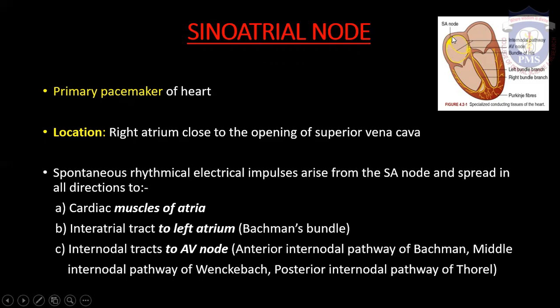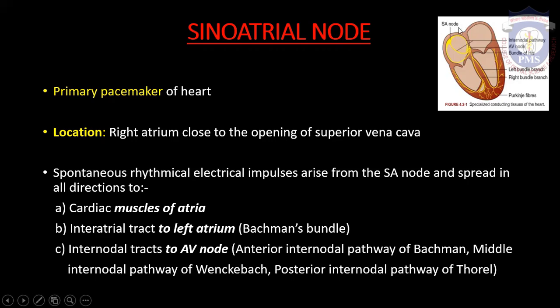So the impulse that is generated in the SA node is able to get propagated into different areas of the heart. So where all will it get propagated? From the SA node, the impulse will get transmitted within the right atrium. This is the first one, that is, into the cardiac muscles of the atria. The second one is into the left atrium. The impulse that is generated in the SA node also reaches the left atrium through the interatrial tract, which is otherwise called Bachmann's bundle.